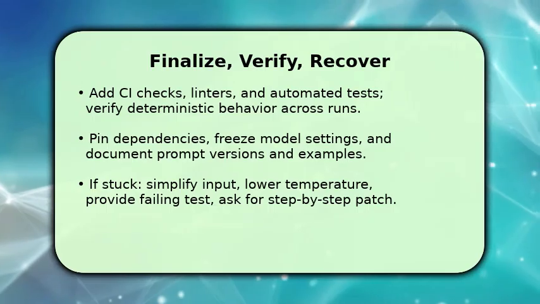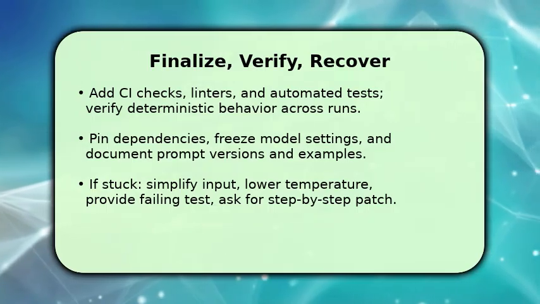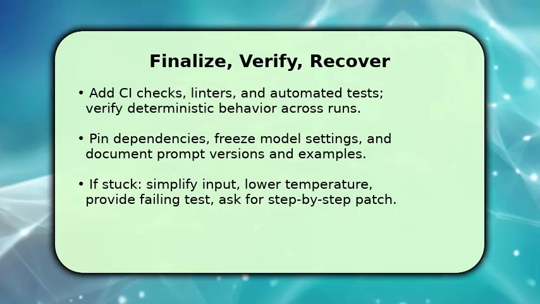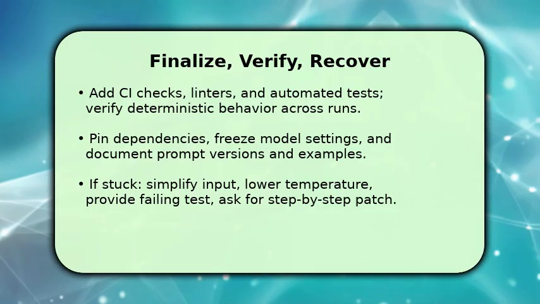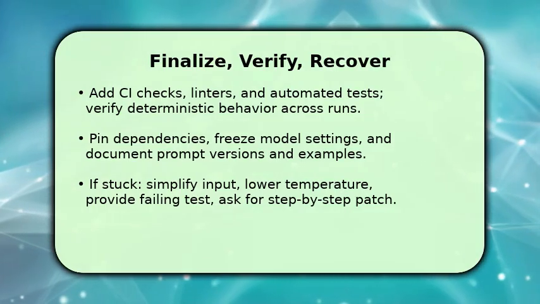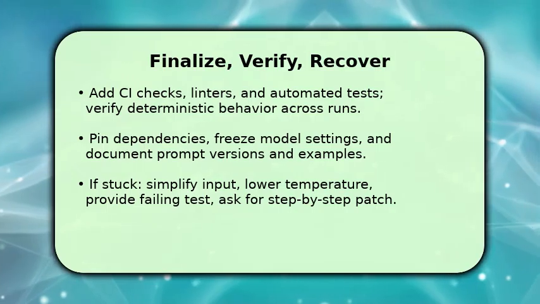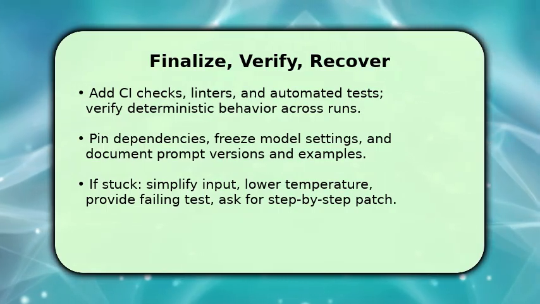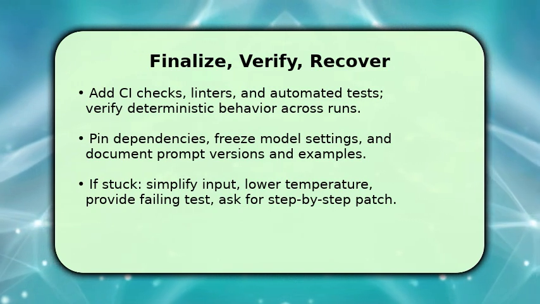If the model still misbehaves, recover by simplifying the problem, lowering temperature to reduce randomness, and giving one failing test plus expected output. Then request a step-by-step patch. This troubleshooting tip prevents chasing vague suggestions and leads to concrete fixes quickly.